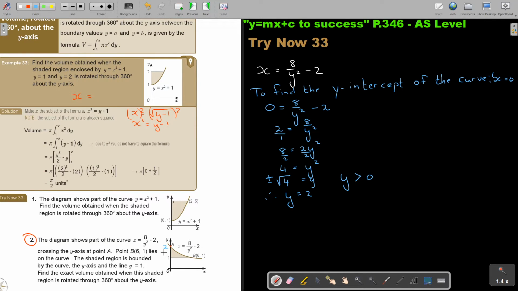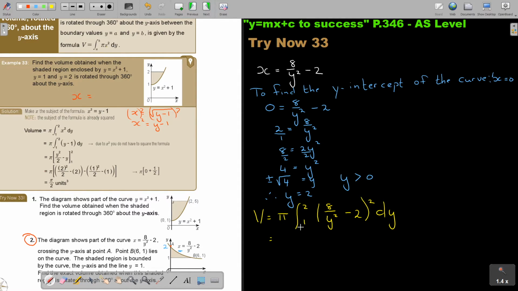Okay, so if I'm now going to get the volume, if you look at this, x is already the subject of the formula. Did you see that? So it's actually an easy one. So now I'm just going to say the volume equals pi, between 2 and 1, and it's just going to be 8 over y squared minus 2 squared and then dy, because I'm integrating with respect to y.